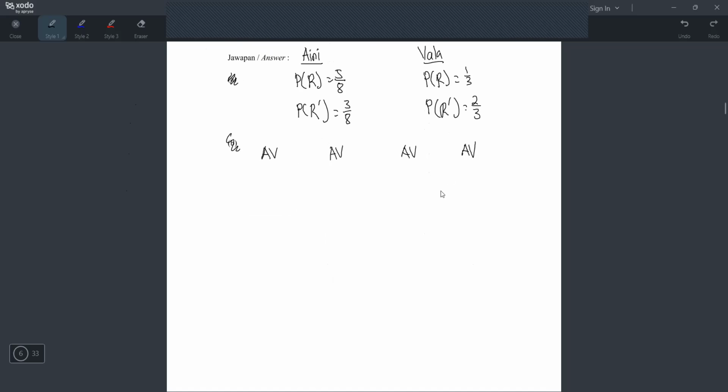Why do I check there are a total of 4 possibilities? Because it's either red, red, red, not red, not red, red, not red. Okay, let me repeat again. It's either they both wear red, or Aini wears red and Vala not red, or Aini not red and Vala red, or both also not red. So these are all the possibilities.